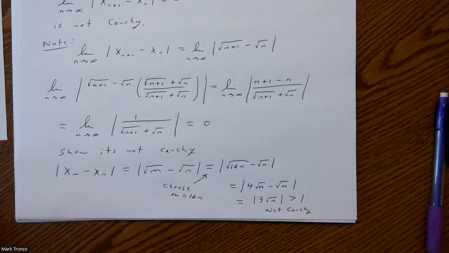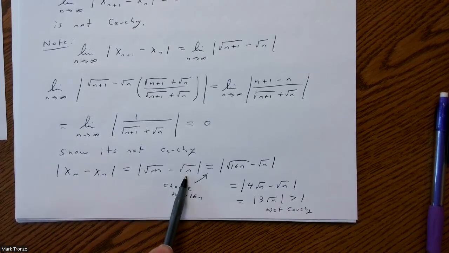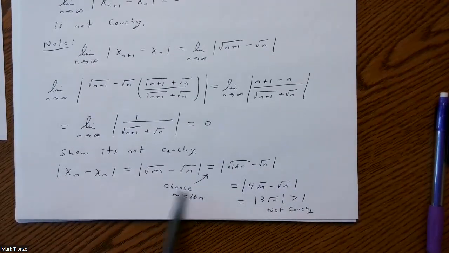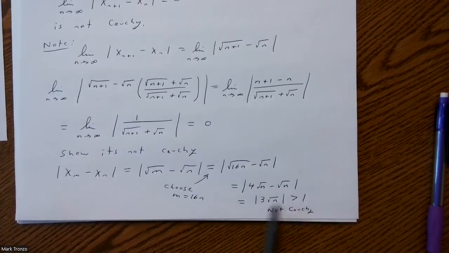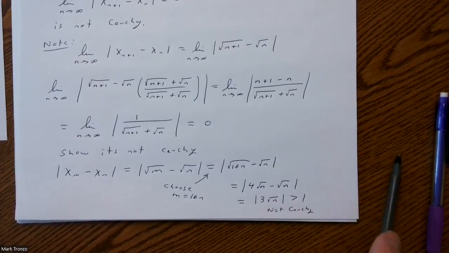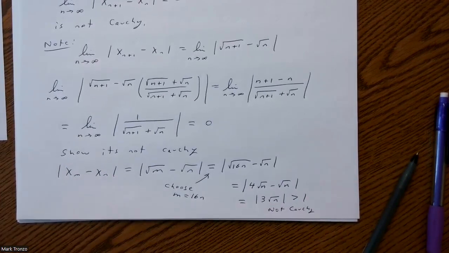That's kind of an informal way to show it's not Cauchy. But the idea is no matter what capital N you pick, you can pick one n and pick your m to be 16n. And there are a lot of other choices you could have picked here. You didn't have to choose that one. Pick anything. And then these are always going to be separated by 3 square root of n, and n is going to be a big number. So that's going to be greater than 1. So if your epsilon is anything less than 1, you can show it's not Cauchy. And we're out of time. Any questions on anything like that? Okay, good.